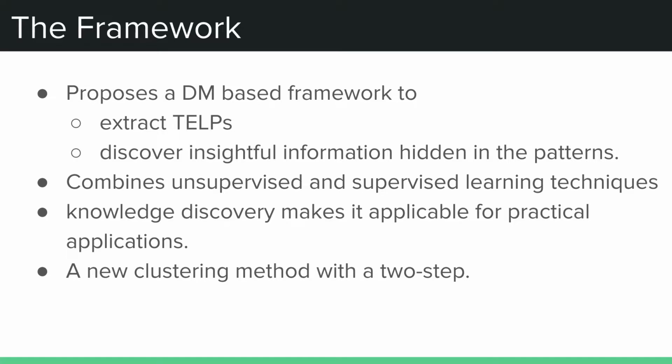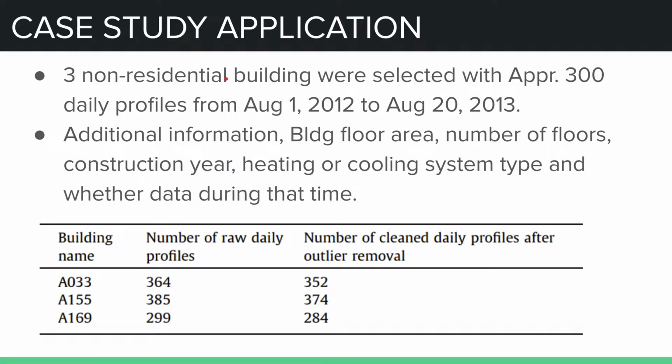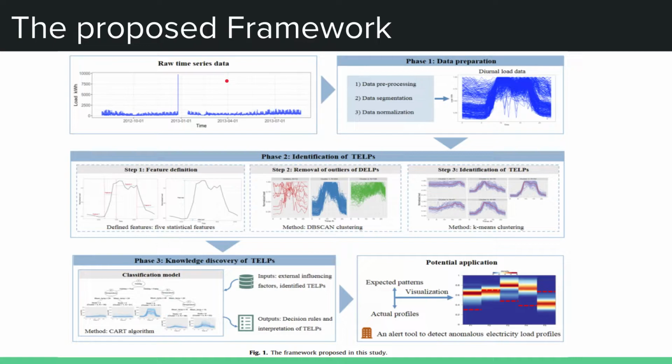And also they proposed a new clustering method with two-step clustering analysis, unlike the other one-step clustering methods. And we can see the performance of this proposed clustering framework compared to the other one-step clustering mechanisms. This is the general overview of the proposed framework. Here we have raw time series data. This is a measured electricity usage over a specific period of time. This is a 1 year long electricity usage.